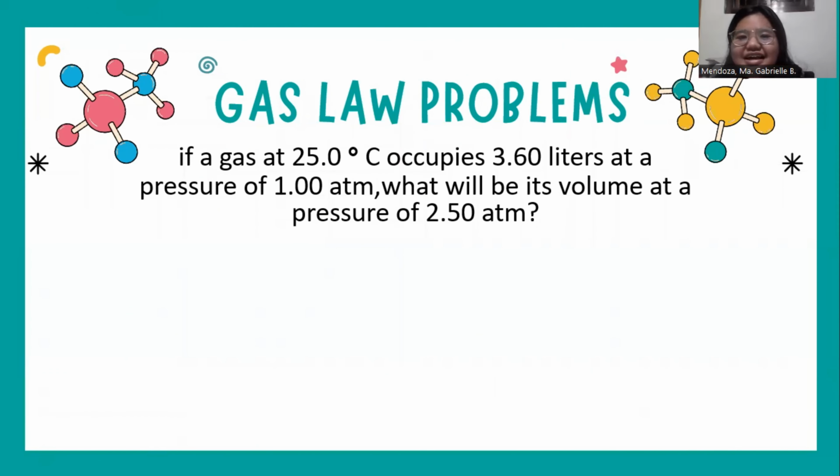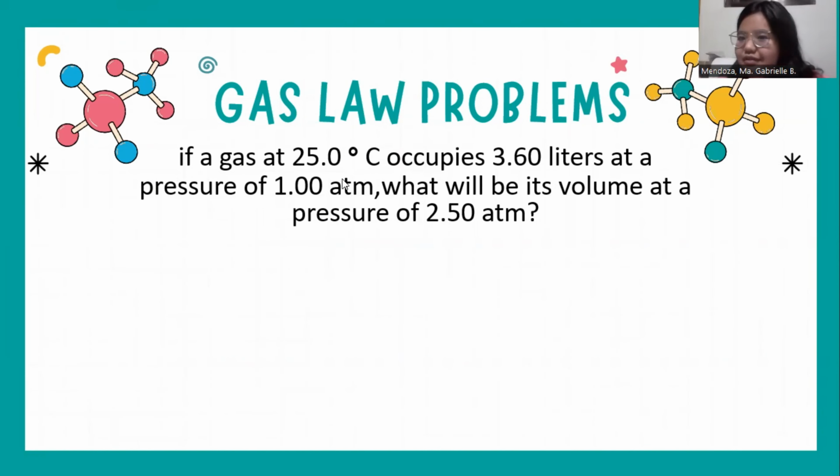So next is the gas law problem. So here we have, if a gas at 25 degrees Celsius occupies 3.60 liters at a pressure of 1 atm, what will be its volume at a pressure of 2.50 atm? So first, to solve for the gas law problem, we need to identify kung ano yung constant. So here in the given problem, makikita natin na ang constant here is yung temperature.